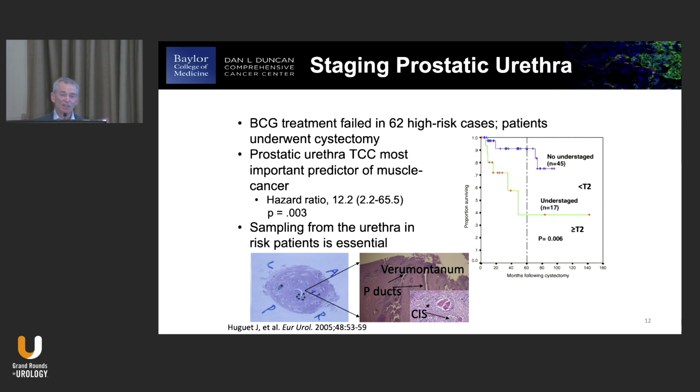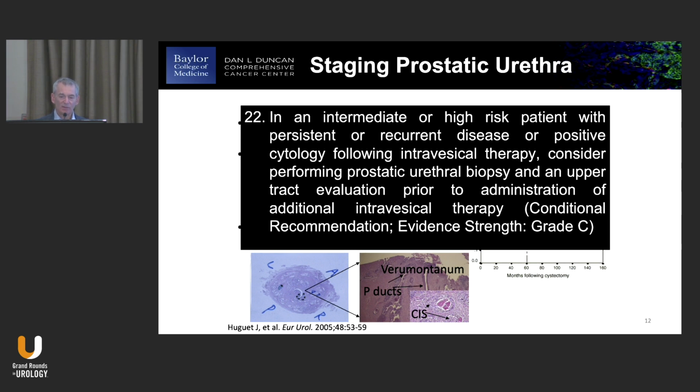This is how you do it. It's a TUR at 5 and 7 o'clock adjacent to the verumontanum. These slides show that that's where there's the highest concentration of prostatic ducts. That's where you're going to find CIS. It's never visible. It always looks clean as a whistle. I'm not talking about the tumor that is at the bladder neck and invading the stroma from that side. This is different. Yep, and there's the guideline statement supporting that.